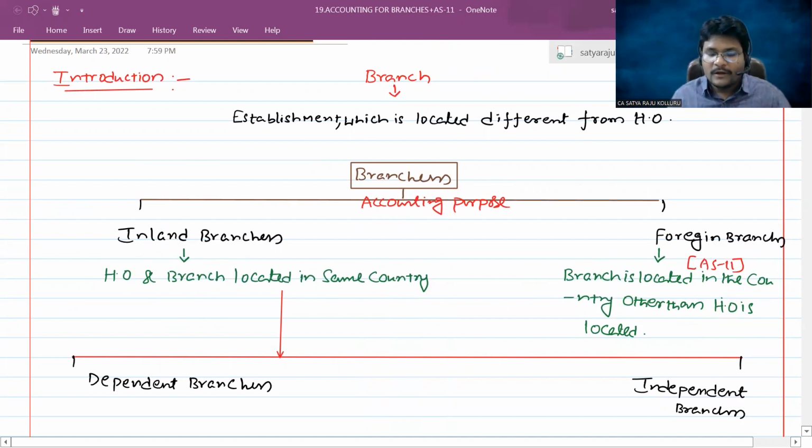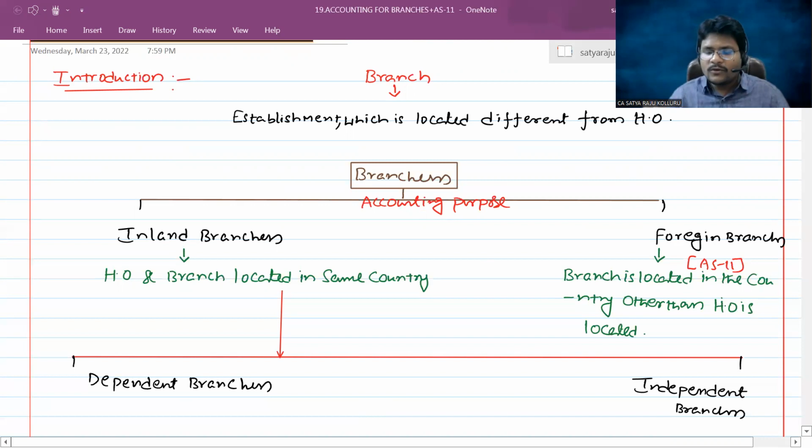What is that? The objective of the branch accounts is simply knowing each and every specific branch's performance, that is profit or loss, and the financial position of that specific branch, that is knowing the assets and liabilities of that branch. Apart from that, the financial position and performance of the business entity as a whole, that is head office plus all branches: how much is the performance, and how does the financial position of head office plus all branches look? That is the objective, right?